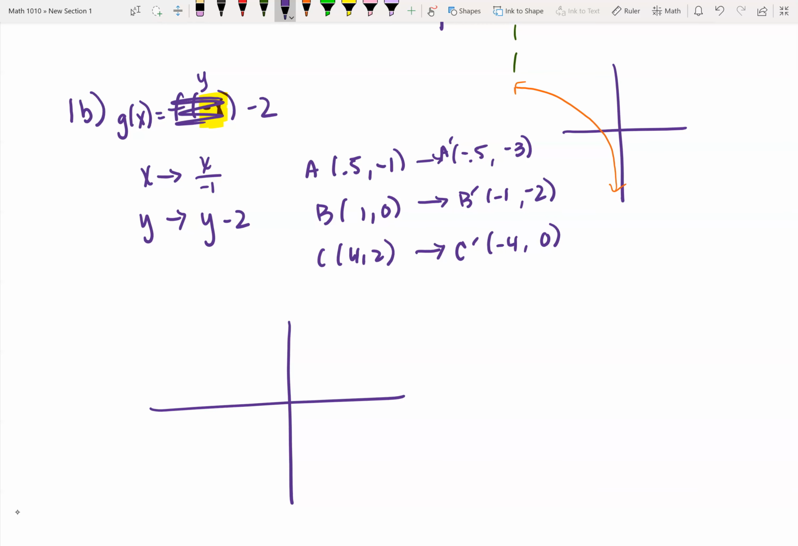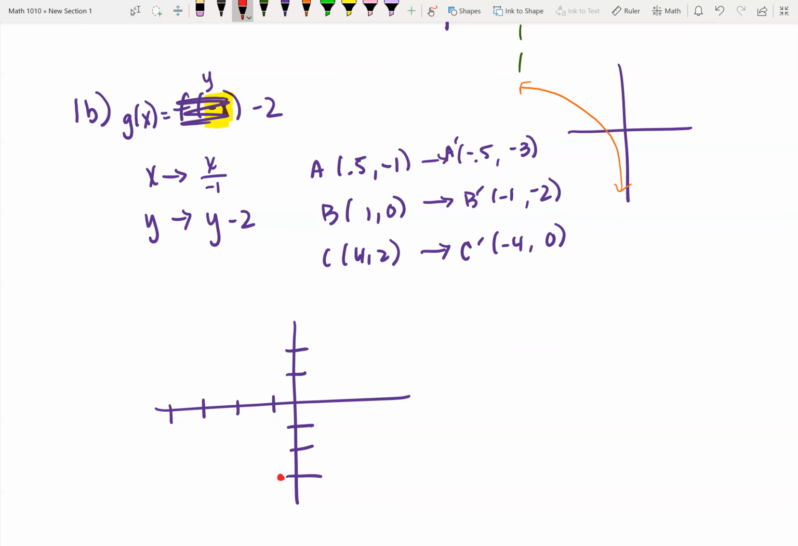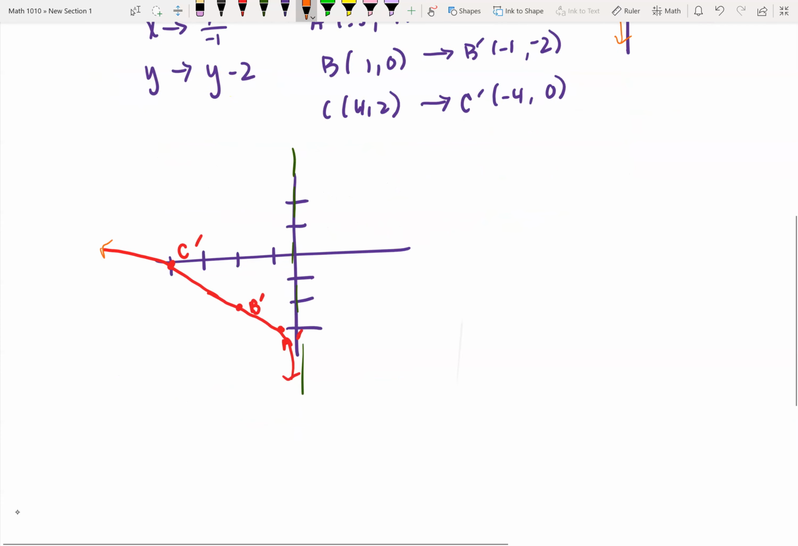Now I'm just going to plot these. (-0.5, -3) is right there. I'm going to call it A prime. (-1, -2) is right there. I'm going to call it B prime. (-4, 0) is right there. I'm going to call it C prime. It's going to go like that. And your asymptote is going to be right there. Okay? That's it. Here's question number 2.